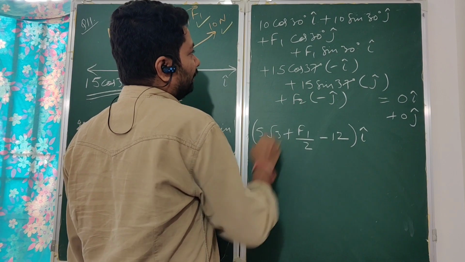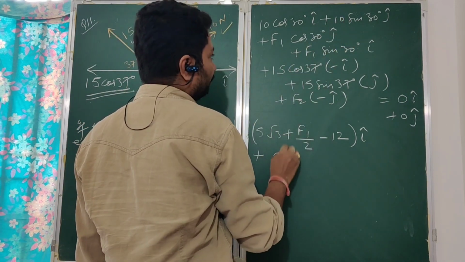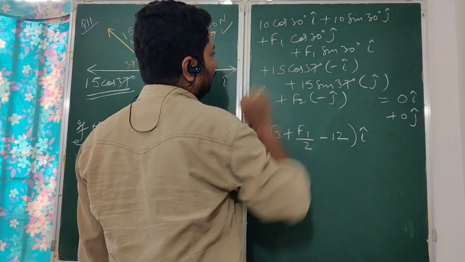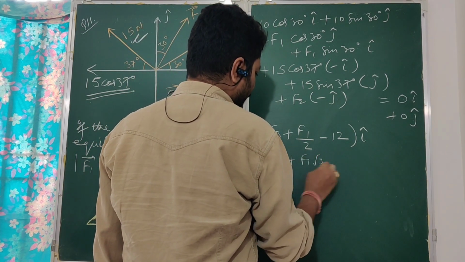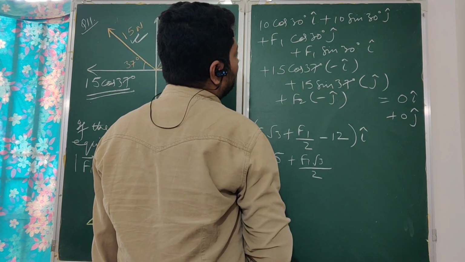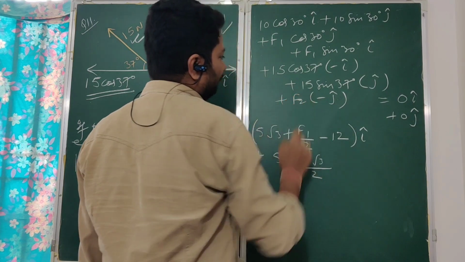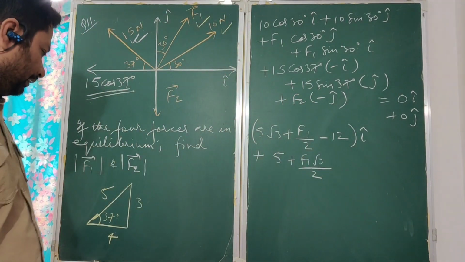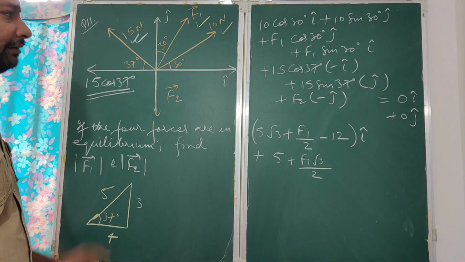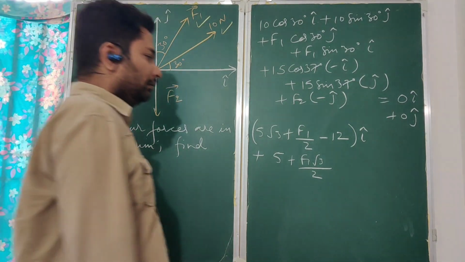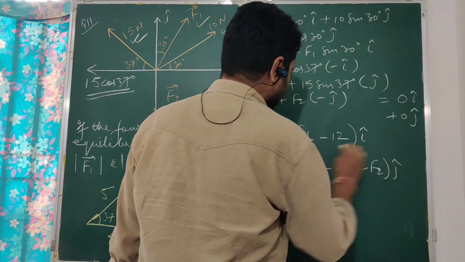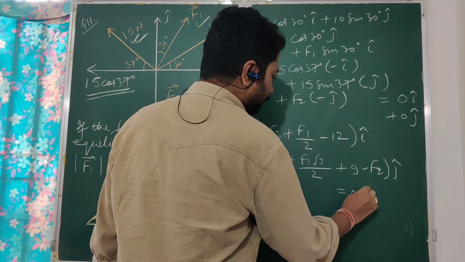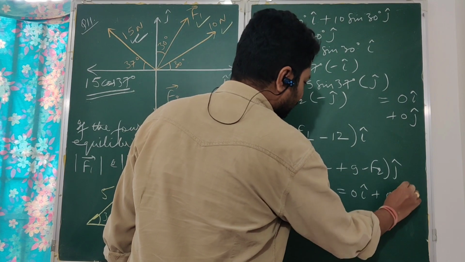Now we'll write the j cap terms. 5, then f1 root 3 by 2. Anything else? Yeah, here 15 sin 37. What is sin 37? 3 by 5. So it will be 9, minus f2 j cap. And this should be equal to 0 i cap plus 0 j cap.